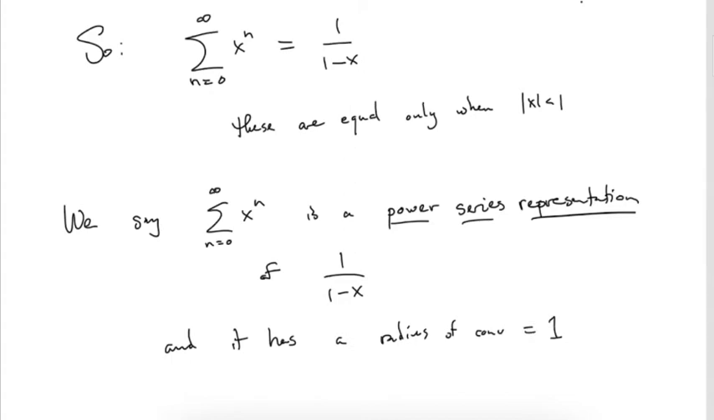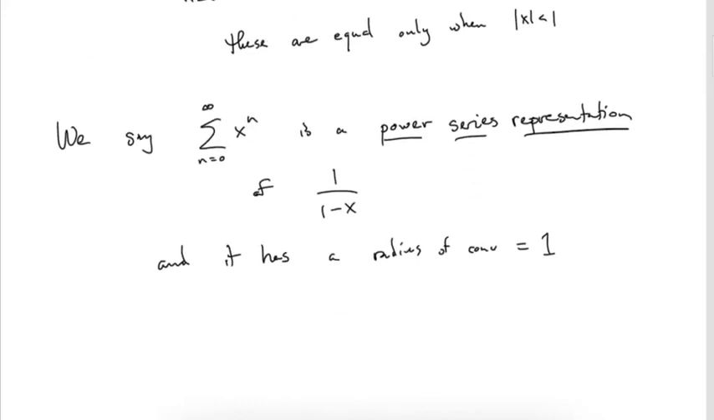And the interval of convergence in this example is the open interval minus 1 to 1. This is just because we know in this particular example, if x actually equals 1 or negative 1, it does not converge. You can check that. All right, the interval of convergence is minus 1 to 1.